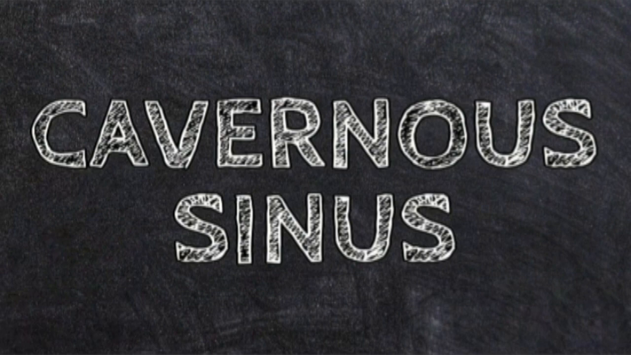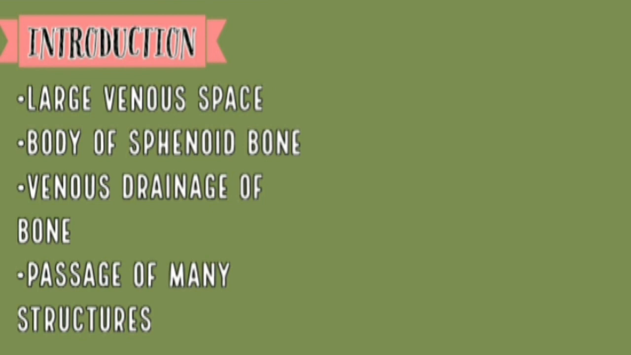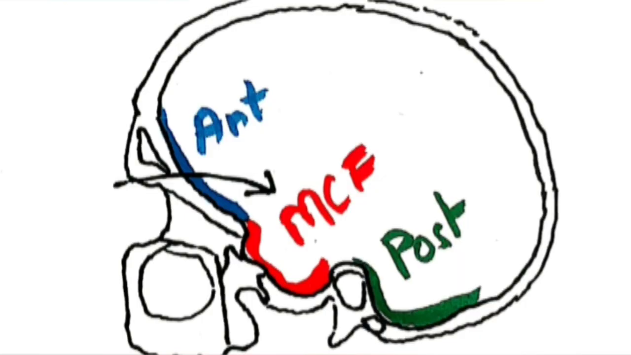So, the cavernous sinus is a large venous space situated on both sides of the body of the sphenoid bone. As you know, the sphenoid bone is a bat-shaped bone present in the middle cranial fossa. As you can see in the picture, this is the sagittal section of the skull where this area marks the anterior cranial fossa and this area is the posterior cranial fossa, and here is the middle cranial fossa where the sphenoid bone is situated.